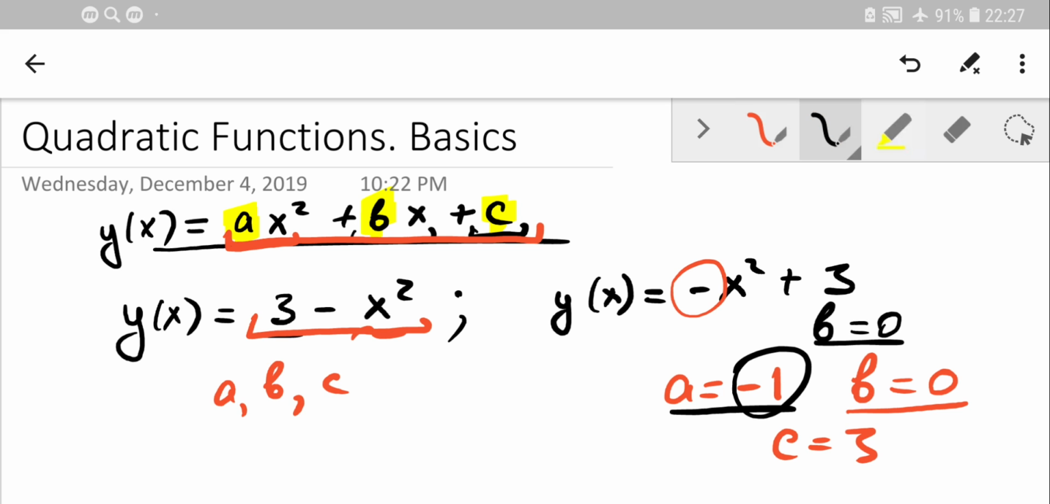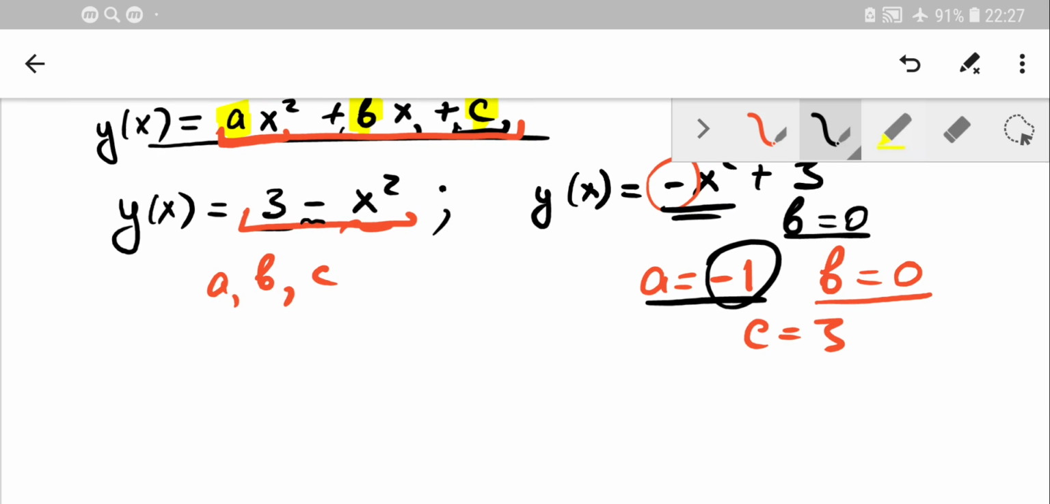Just keep in mind that the sign that stays before a variable or a number sticks to that number or variable. A sign cannot be without a number. As in this example, you see negative x squared: the minus sign sticks to the variable x squared.